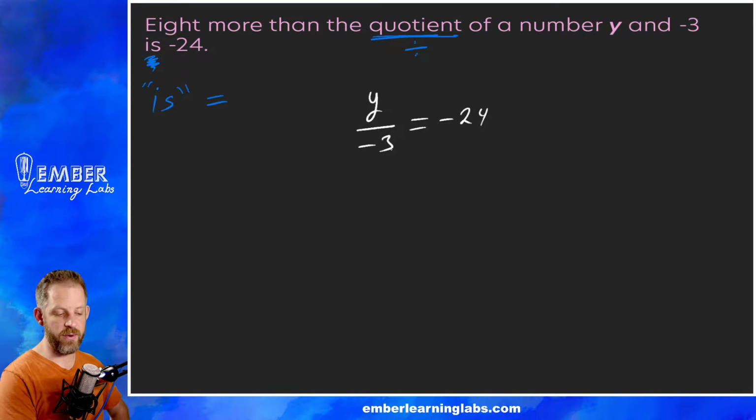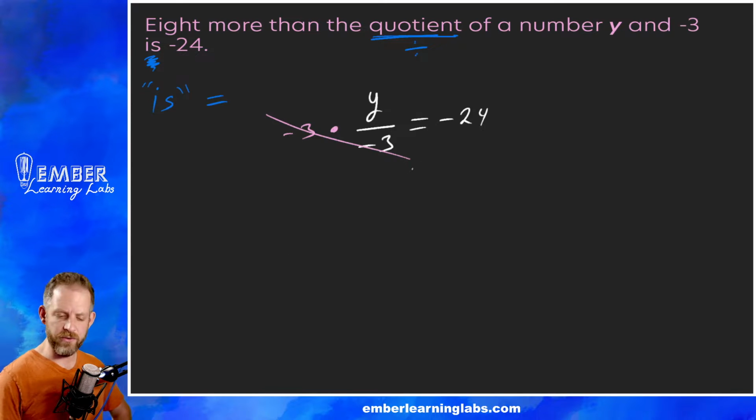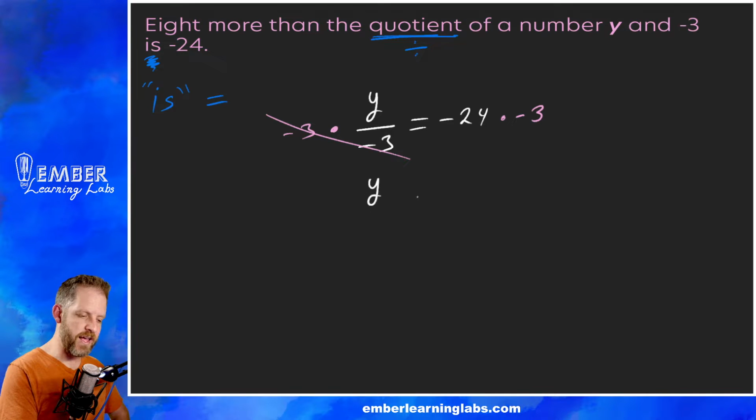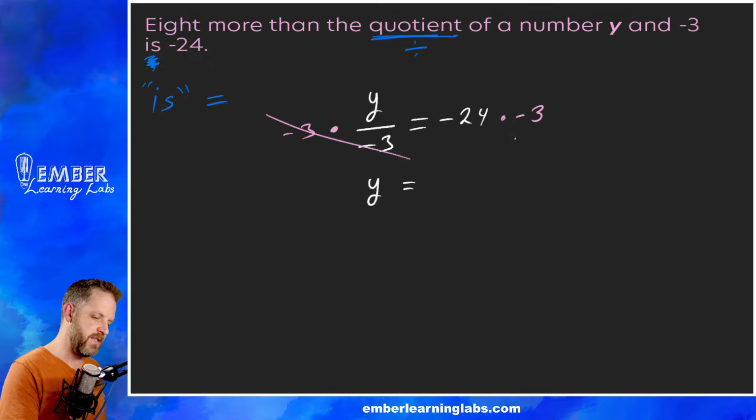So how do we get rid of this division? What's the opposite of division? It is multiplication. So we're going to multiply -3 on both sides. That cancels, leaving us with, if we do it on that side, we've got to do it on this side too, right? It's -3. We just have y left over here. Equals -24 times -3 is positive. So that'd be 60 plus 12, 72, right?